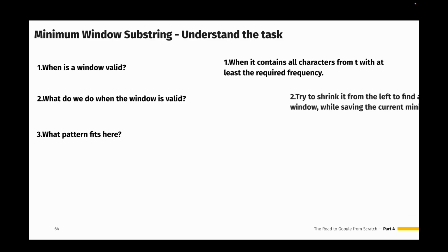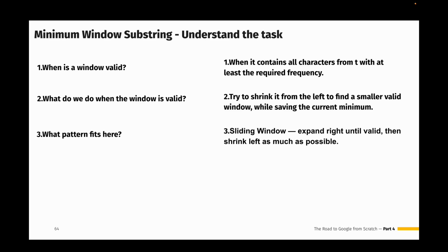When is a window valid? When it contains all characters from T with at least the required frequency. What do we do when the window is valid? Try to shrink it from the left to find the smallest valid window while saving the current minimum. And what pattern fits here? Sliding window, in my opinion. So expand right until valid, then shrink left as much as possible. I think all of this should already be familiar to you if you have watched previous videos.